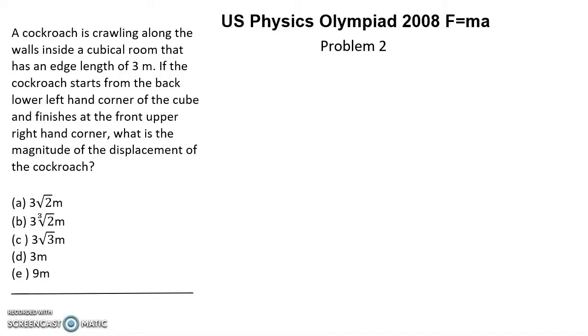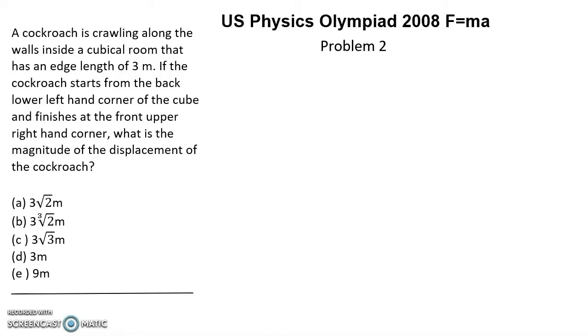Solution. This is a pure geometrical problem. We have to find the total displacement, not the total path of travel, not the total distance. So we just need to find the straight line length between initial position and final position. If the initial position is 0, 0, 0 in 3D, then the final position is x equal 3, y equal 3, and z equal 3.